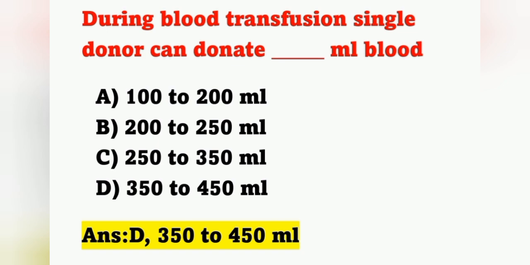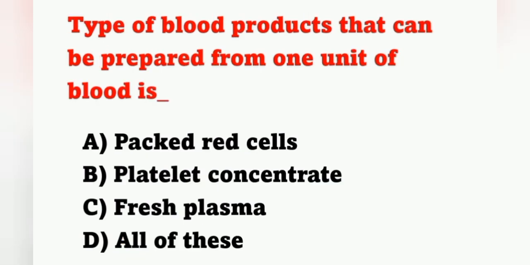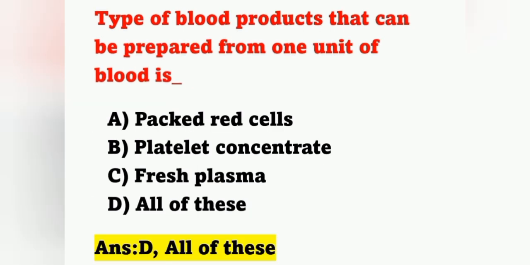And the next question, type of blood products that can be prepared from 1 unit of blood is. Options: option A packed red cells, option B platelet concentrate, option C fresh plasma, option D all of this. And the correct answer is option D, all of this. 1 unit of blood contains about 350 to 450 ml. From 1 unit of blood we can prepare packed RBCs, platelet concentrate, and fresh plasma. All we can prepare from 1 unit of blood.